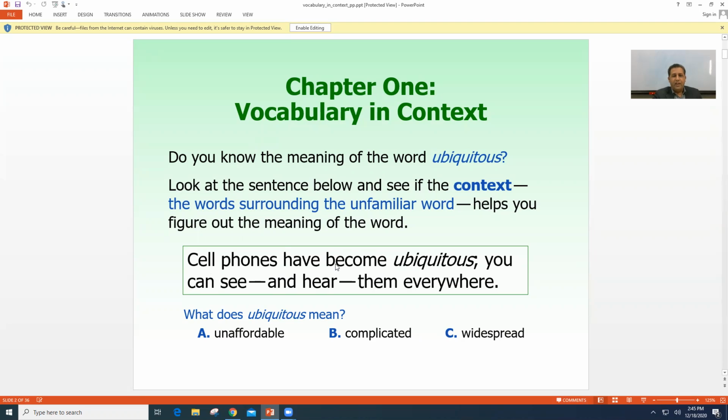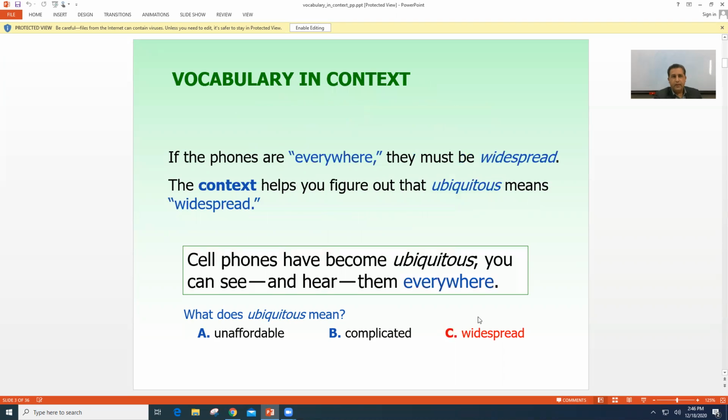Now, if you see, cell phones have become ubiquitous. They have become what? If you can see and you can hear people talking about them everywhere, do you think they have become unaffordable, or complicated, or widespread? Of course, if the context is given, it's going to be very easy for us to figure out the meaning. It cannot be unaffordable, it cannot be complicated, because if you can see and hear something almost everywhere, that means that thing is widespread. So if the phones are everywhere, they must be widespread. Now the context helps you figure out that ubiquitous means widespread.